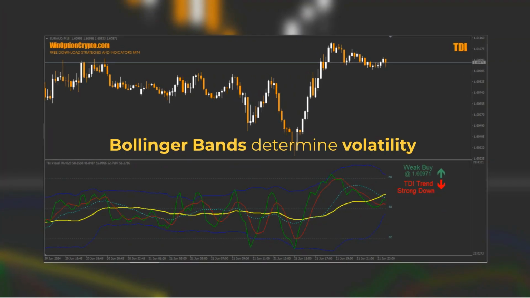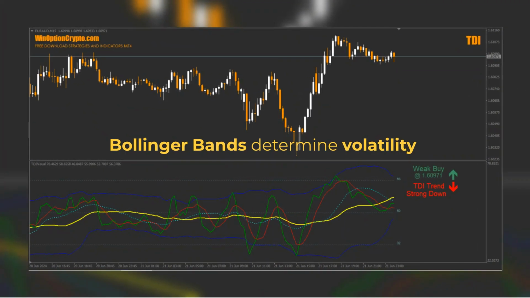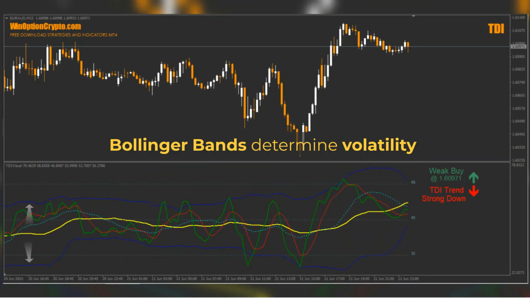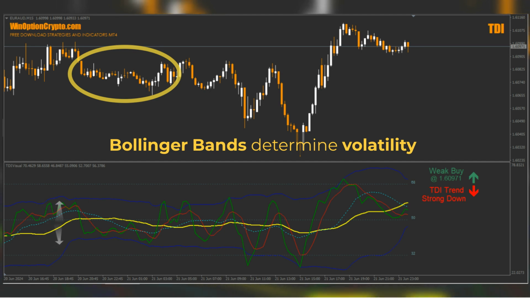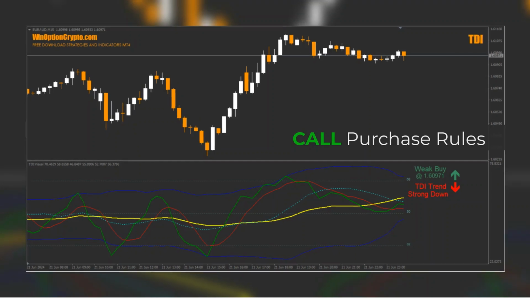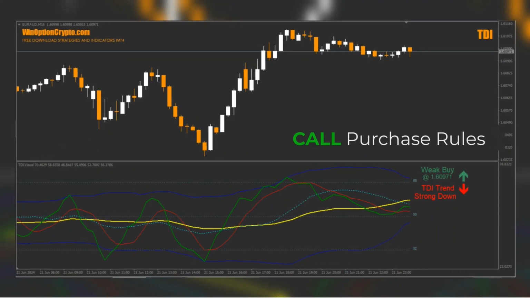Bollinger bands are responsible for determining volatility on the chart, signaling market volatility. And if they narrow, the market is weak, and traders should refrain from making deals. In the opposite situation, when the bands diverge in different directions and prices demonstrate high volatility, it is necessary to increase trading activity.